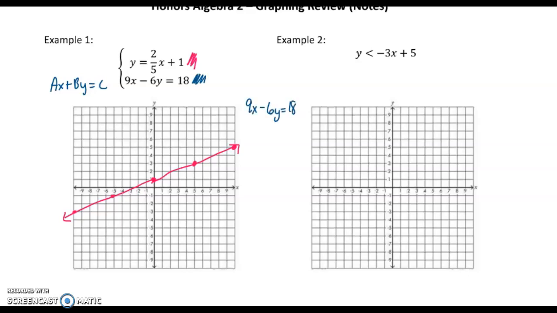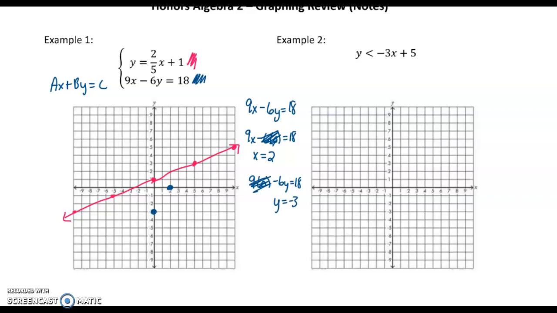So to find the x-intercept, you plug in a 0 for y, and so that makes -6 times 0, which is just 0. So then you divide by 9 and you get x equals 2. So there's an x-intercept at 2. And then to find the y-intercept, you plug in 0 for x. So 9 times 0 is 0, and then divide by -6, and you get -3.